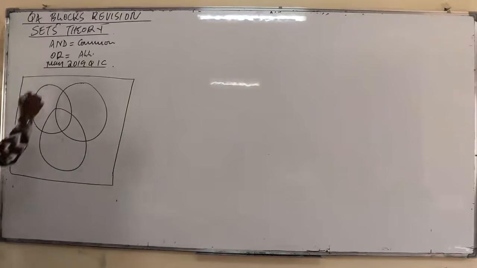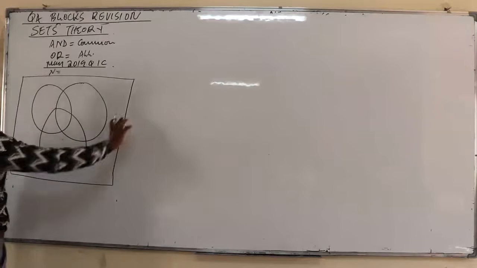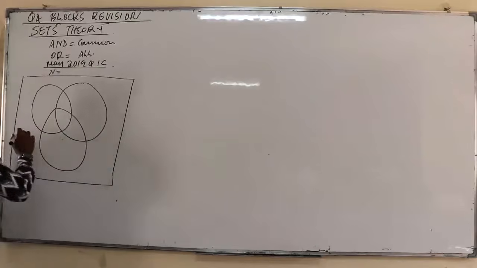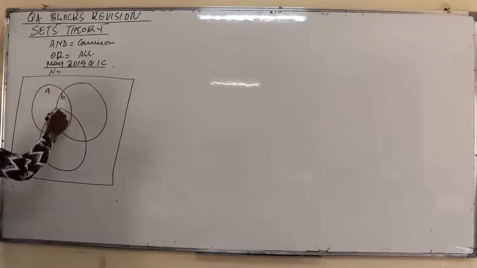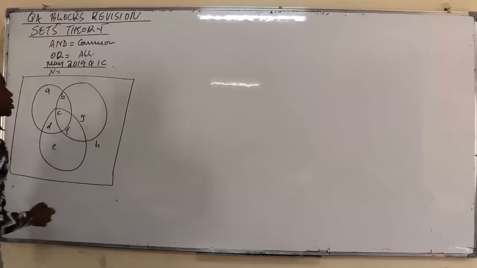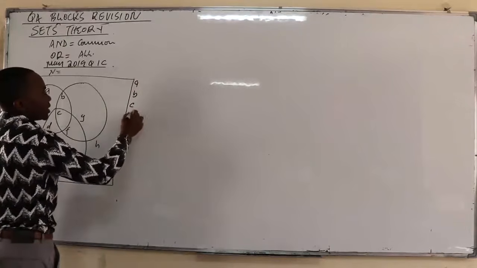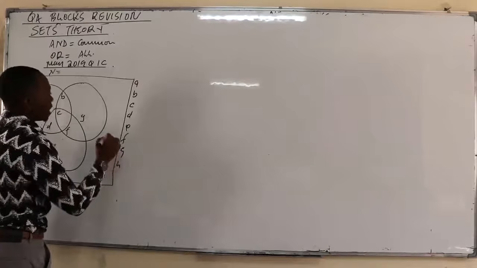So that's how you draw a Venn diagram. We have N, which represents the population, and then it always has 3 sets. Now this is what we call the Venn. Those are called the sets, and each set has its own elements. For example, we have A, B, C, D, E, F, G, and H.